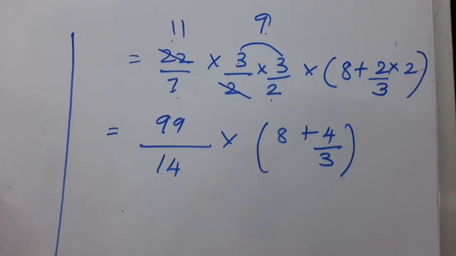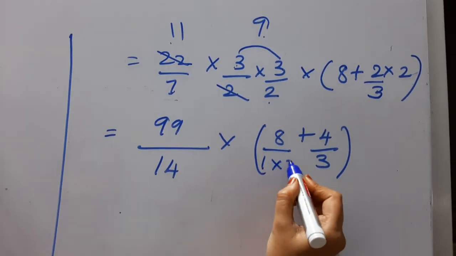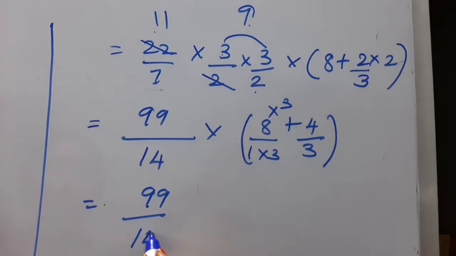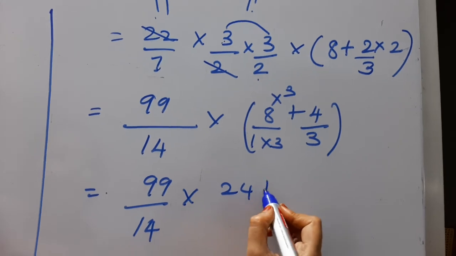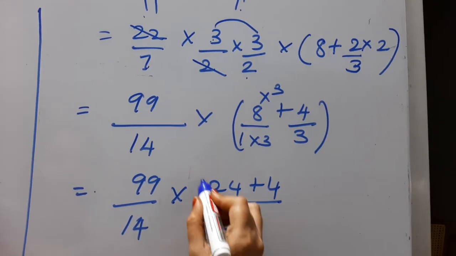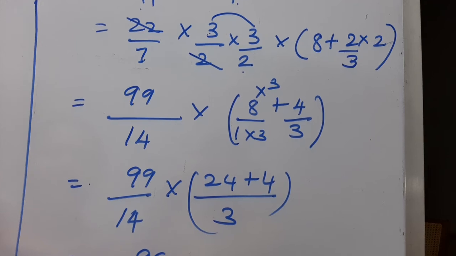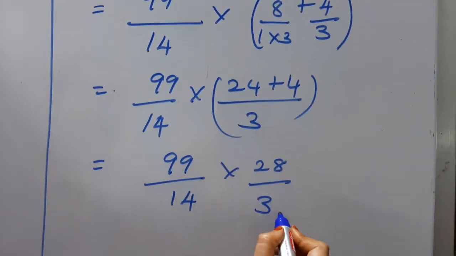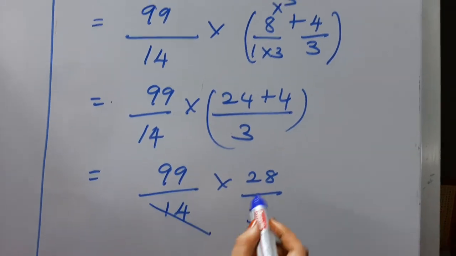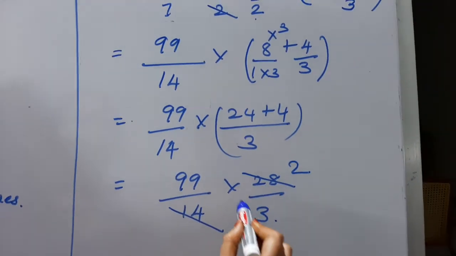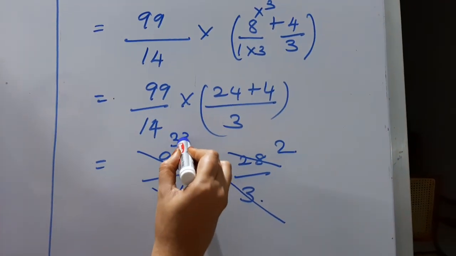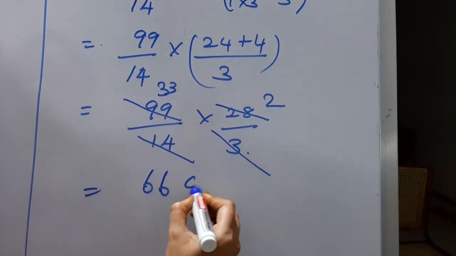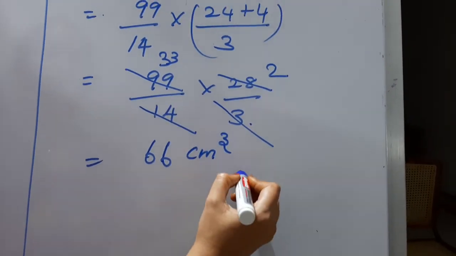Now take LCM here, children. Divided by 1 into 3 into 3, I will get the LCM. 99 by 14 into 24 plus 4 whole divided by 3. Now what is the product we have here? 99 by 14 into 28 by 3. Do cross multiplying. 14 goes 2 times with 28. 3 goes 33 times with 99. So 33 into 2 is equal to 66 centimeter cube.